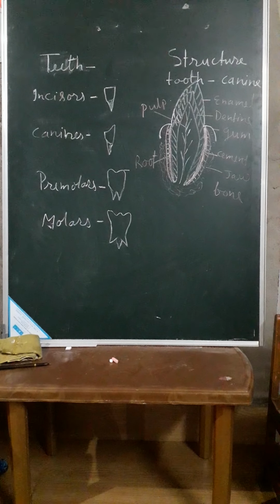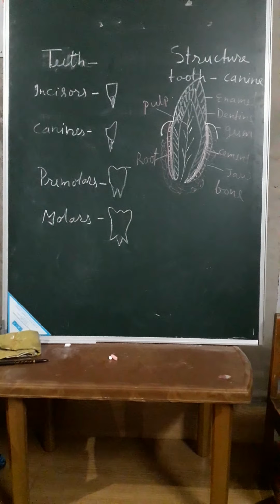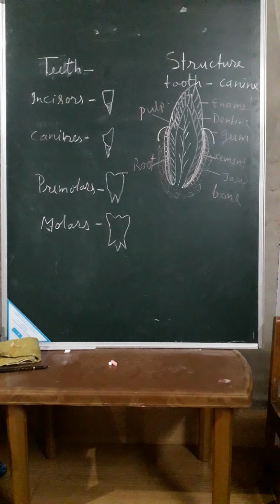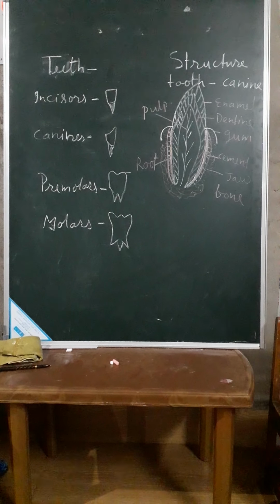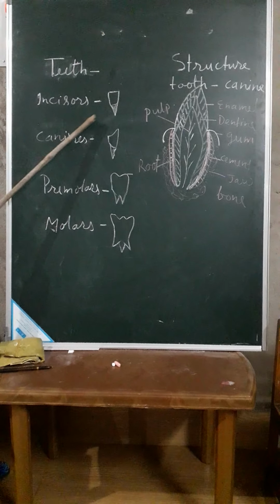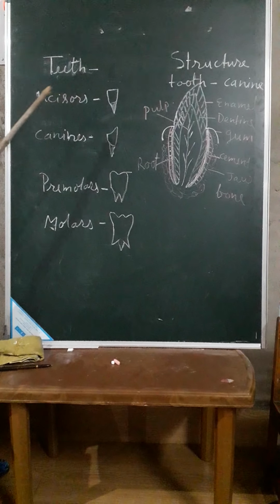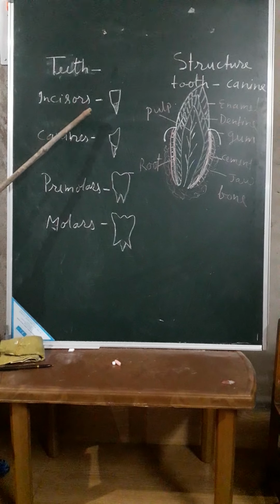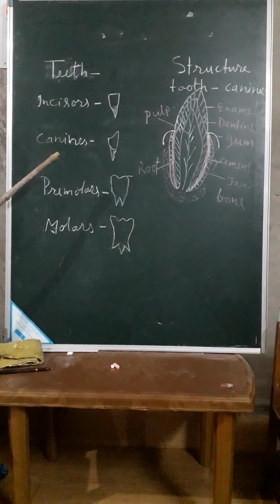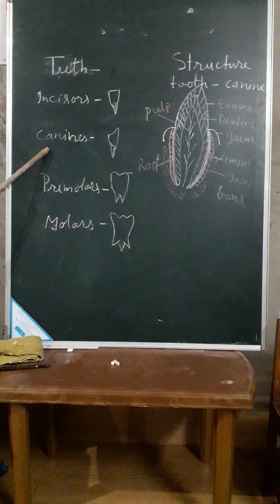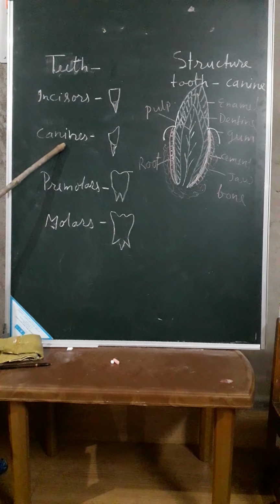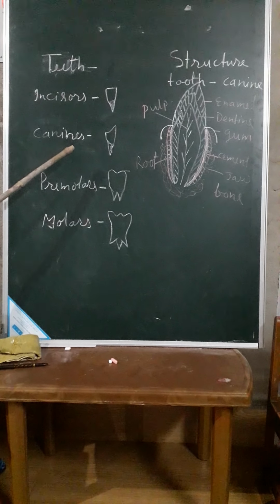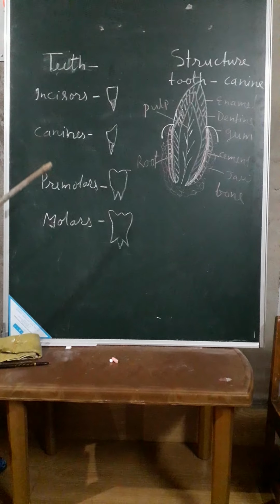There are 4 types of teeth, and we are going to see the teeth of human beings. First is incisor. The diagram is shown here; its front part is chisel shaped and blunt, and helps in biting and cutting the food. Next is canine, which is sharp pointed and helps in tearing and holding the food.